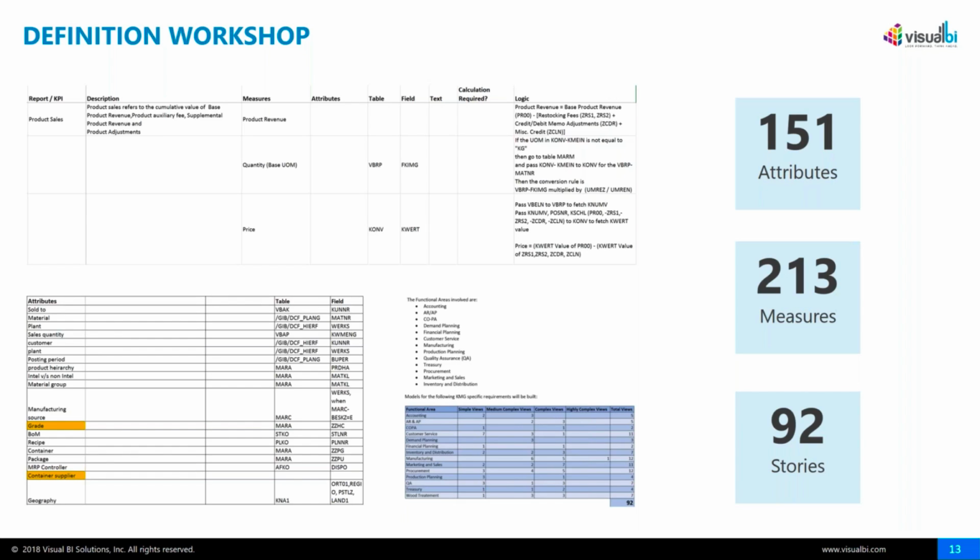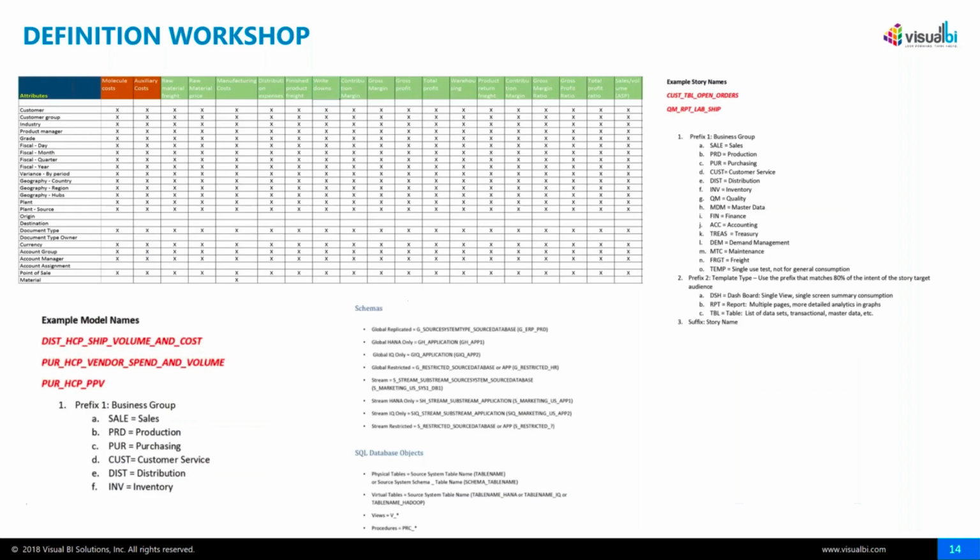151 attributes that we identified, 213 measures, and 92 basic stories. And when I say basic stories, we'll cover that as well. These were going to be the default views of this information that people felt, operationally, tactically, and at an executive level, that they needed information about.